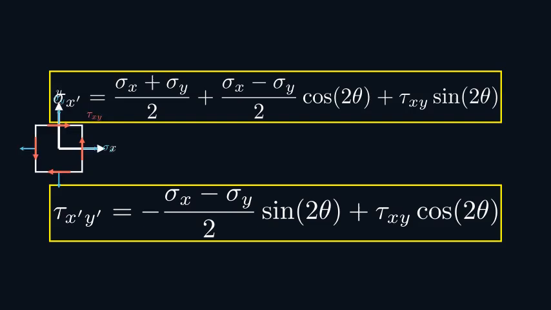These two equations are the heart of stress transformation. Starting with any state of plane stress, we can plug in any angle theta and immediately find the normal and shear stresses acting on that new plane. This is fundamental for finding the most critical stresses in any mechanical design.